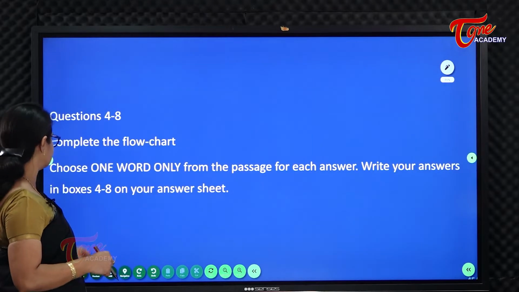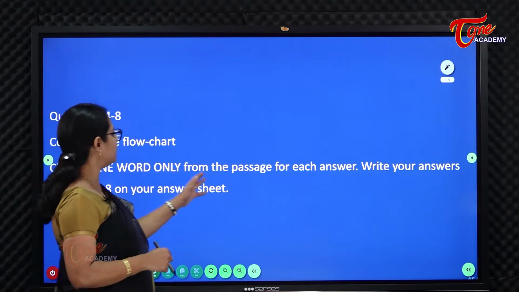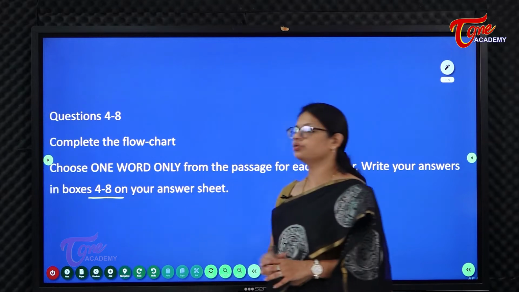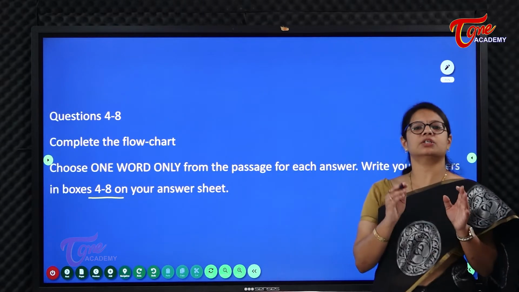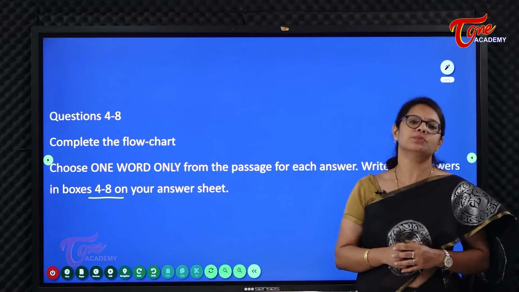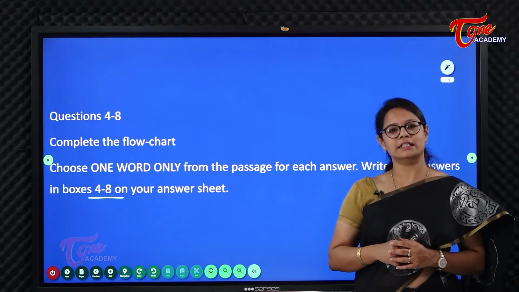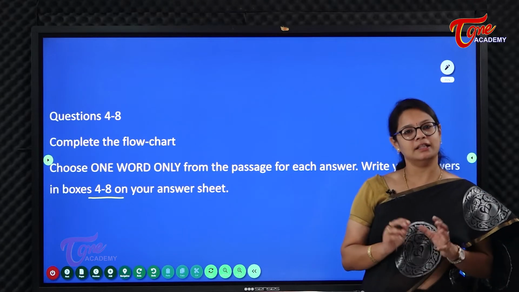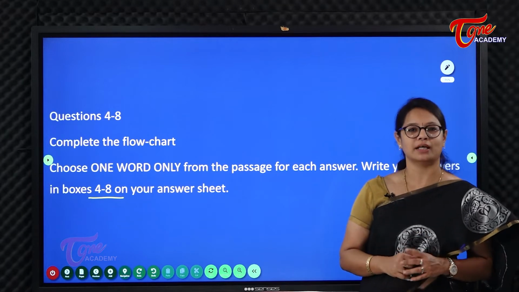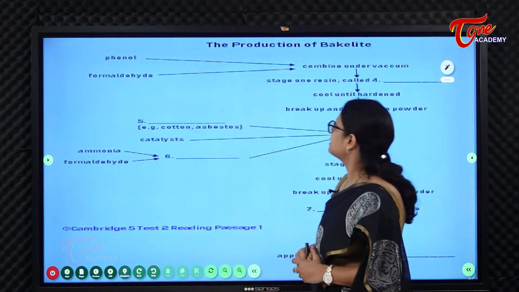Let's look at another segment of questions. Now, complete the flowchart. Use only one word from the passage for each of the answers. Write your answers in boxes 4 to 8. Now, when I say section 1, I'm dealing with one passage so that you get familiarized with answering the different types of questions. When we move on to the listening and the spoken segments as well, there also we'll be looking at the nuances of how to crack those exams too. Now, questions 4 to 8, let us see.